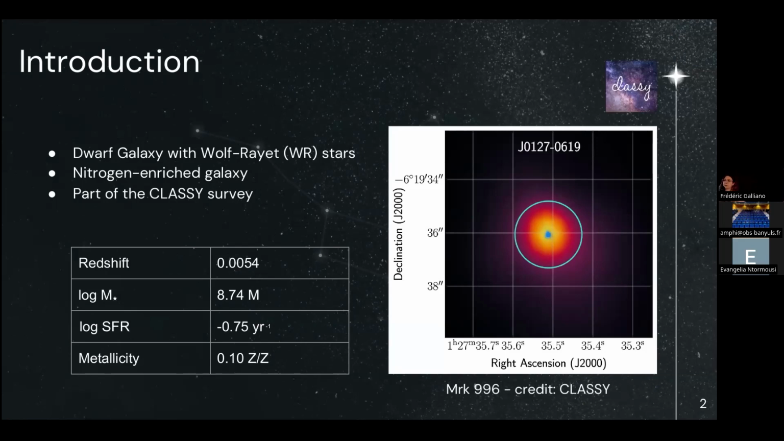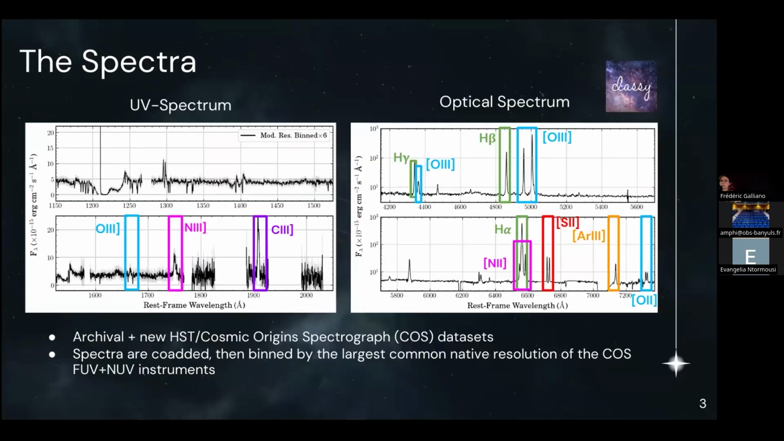They evolve from very massive stars, and they are just alive for a very short time before they die in a supernova. And we found that this galaxy is a nitrogen-enriched galaxy. So what we did was we investigated carbon, oxygen, and nitrogen abundances. And these are the UV and the optical spectra of the galaxy. And we tried to highlight the emission lines and the doublets and triplets and so on that we investigated.